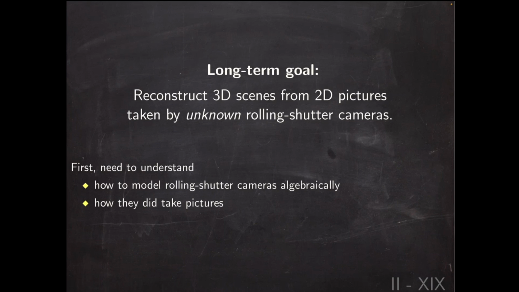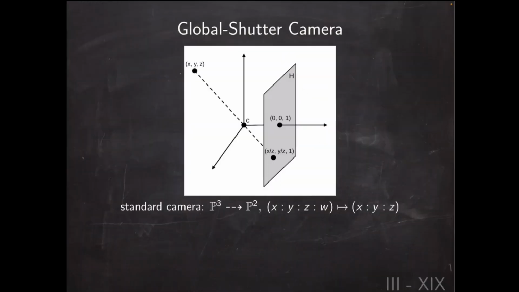Okay, so that's what we're going to talk about in this talk, trying to understand how they take pictures. To get started with some algebraic maps, here is the baby example. The global shutter camera is kind of the opposite of the rolling shutter camera. It is the camera as you expect it to be, one that would just take a picture at the same time instant.